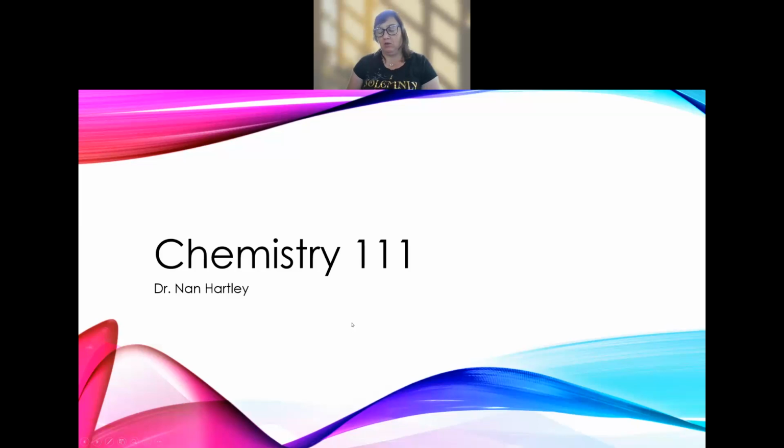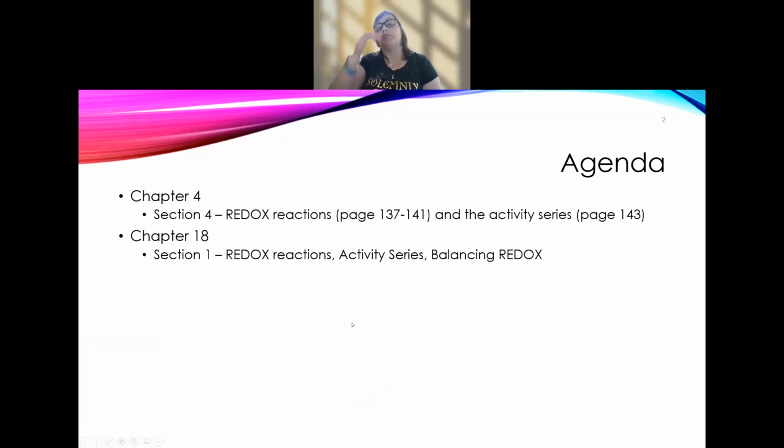Lecture 6, which contains information from section 4. That's where your textbook introduces redox reactions. That's pages 137 to 141. And the activity series, which is something we talk about on page 143. We then go into chapter 18, and we're only covering section 1. Redox reactions using the activity series and balancing redox reactions. So let's talk about those details.